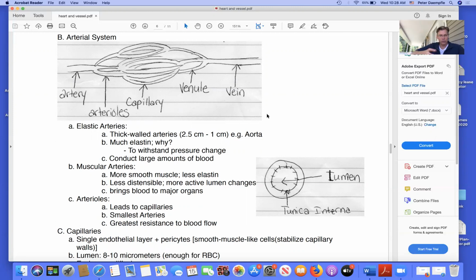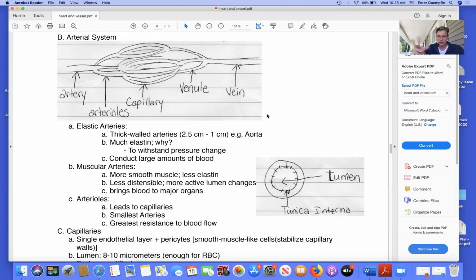The elastic arteries emanate directly from the heart. The aorta is our main example. It's a thick-walled artery, 2.5 centimeters to 1 centimeter, and has a lot of elastic tissue. That is the reason it's called an elastic artery. And the elastic tissue, elastic means able to expand, like a rubber band. Elastic tissue means that it is able to conduct a large amount of blood with a lot of pressure.